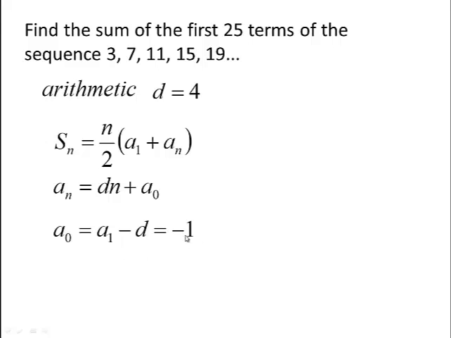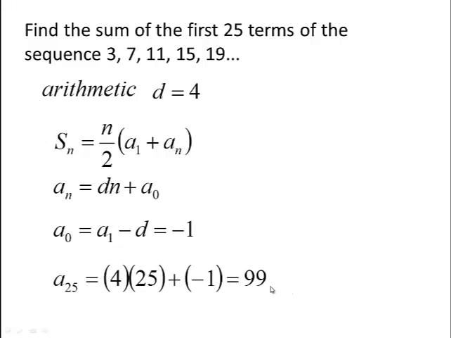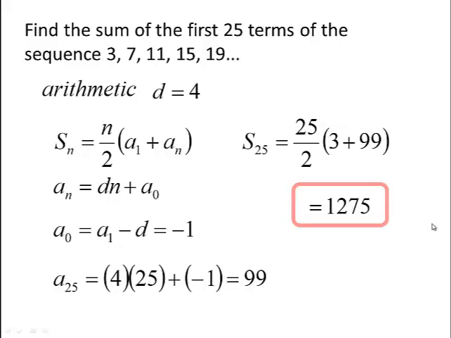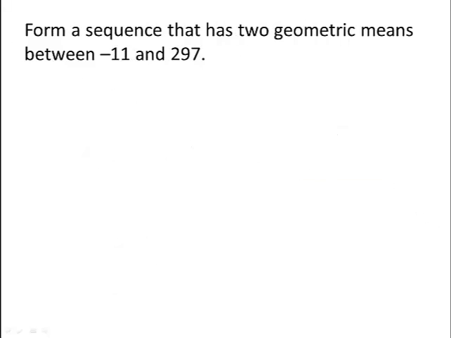Alright, so now putting this in here and then 4 for D and 25 for N, I get 99. Putting this as my last term, 99, I get this. So my sum of the first 25 terms is 25 over 2 times 102, which is 1575.